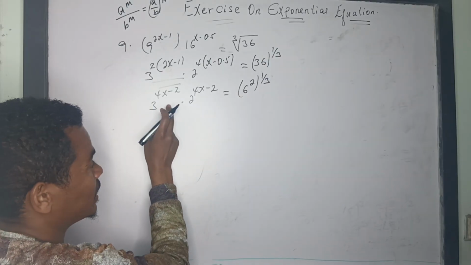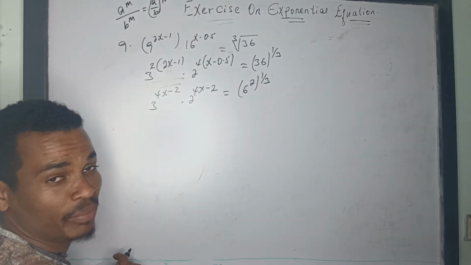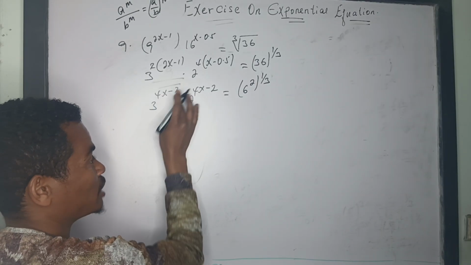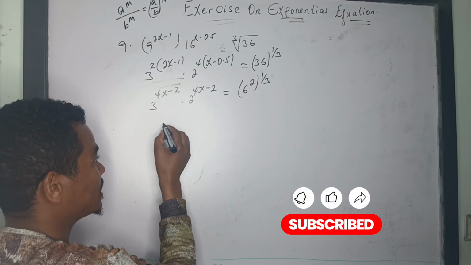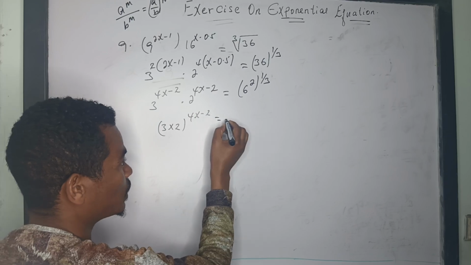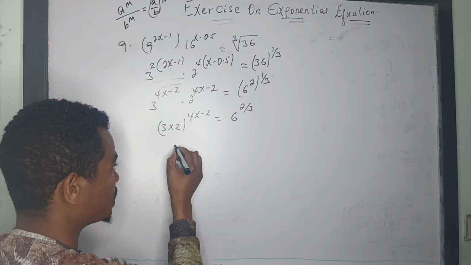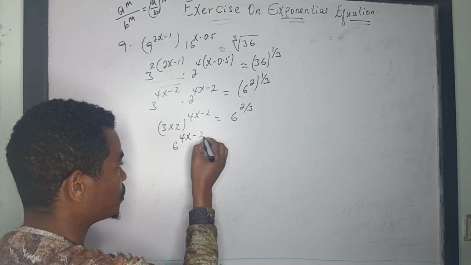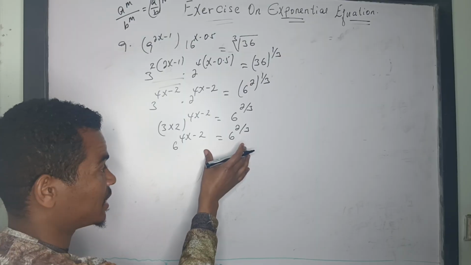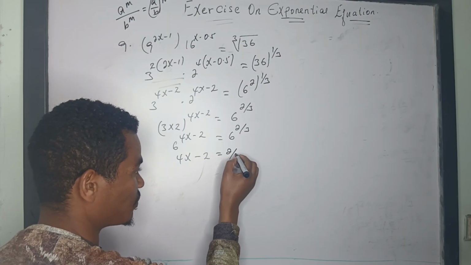So they have the same exponent and different bases. The bases are different and they have the same exponent. So what do we do? This is the same as (3 times 2)^(4x-2). 3 times 2 is 6, right? So 6^(4x-2) is equal to 6^(2/3). Since 6 is equal to 6, the exponents must be equal. 4x-2 is equal to 2/3.